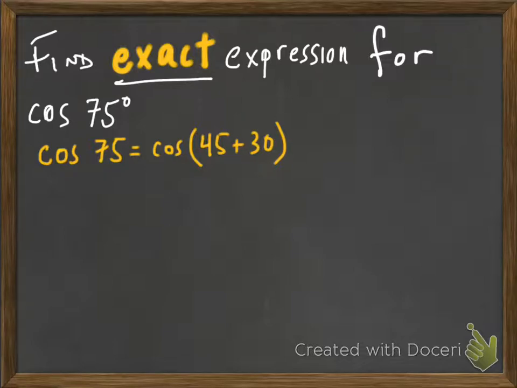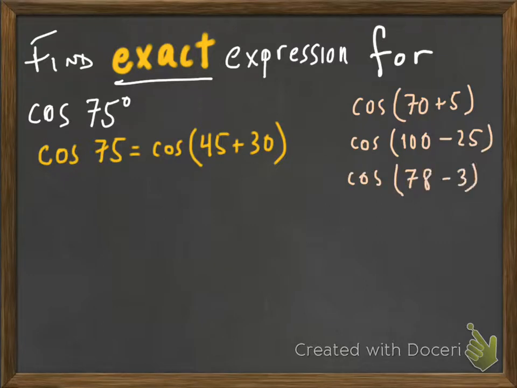Now, you might think, when you start off, that you can write this cosine of 75 degrees as 70 plus 5, 100 minus 25, or 78 minus 3 for that matter. There's all kinds of pairs of numbers that, by adding or subtracting, equal 75 degrees. But we don't want to use ones unless they are on the unit circle. Okay? So 45 and 30 work, and there are other pairs that work also. But let's use 45 and 30, so we're not going to use those other ones.